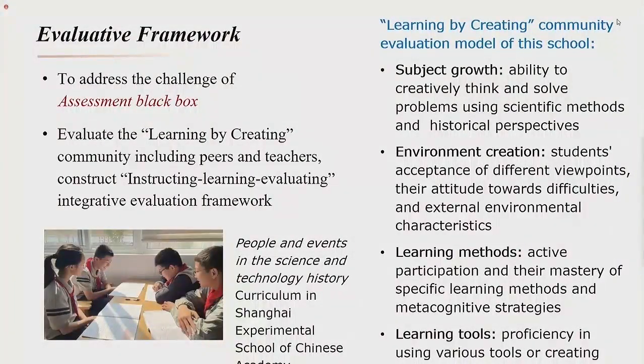So for instance, in the curriculum named People and Events in the Science and Technology History in this school, 4 aspects of students' creative performance are evaluated, including their subjective growth, meaning their ability to creatively think and solve problems, and the environment creation, indicating students' acceptance of different viewpoints, their attitude toward difficulties and the external environment, and also the learning methods and the learning tools they used in their creative process and activities. So that's about the Jiading case.